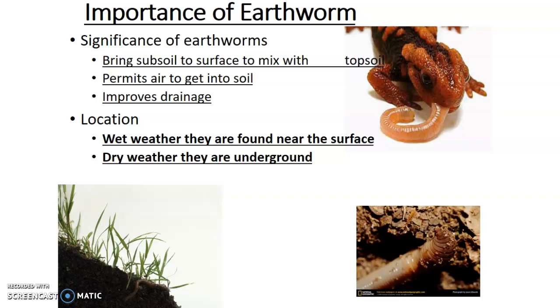Now, locations, where do we find them? In wet weather and dry weather, or overcast, cloudy weather, sunny weather, we are going to find them in different places. Conditions are going to be perfect for them to be out and about, closer to the surface, when it's wet outside, when it's damp, overcast, cloudy, and when it's dry, they're underground. So on dry, hot summer days, they're going to be deeper underground because it's cooler down there and there's moisture down there as well.